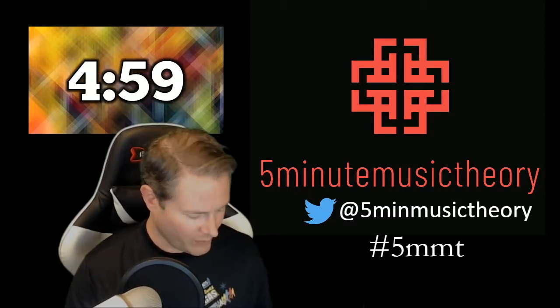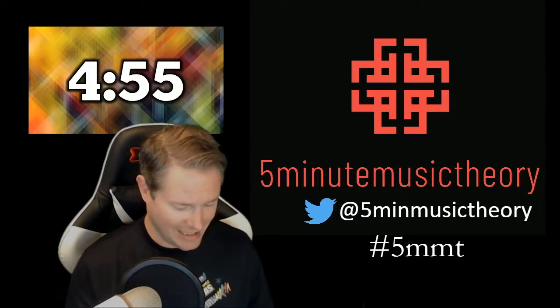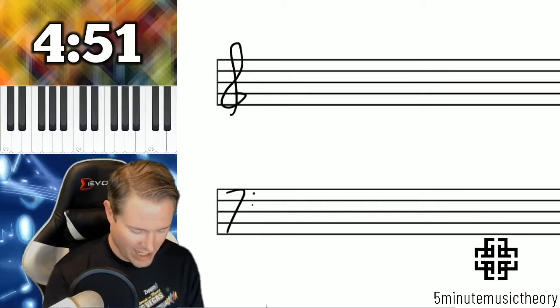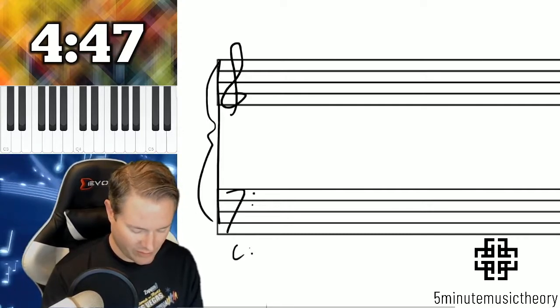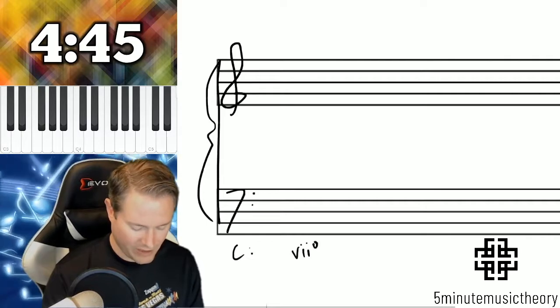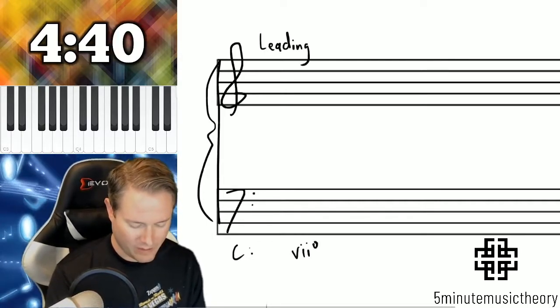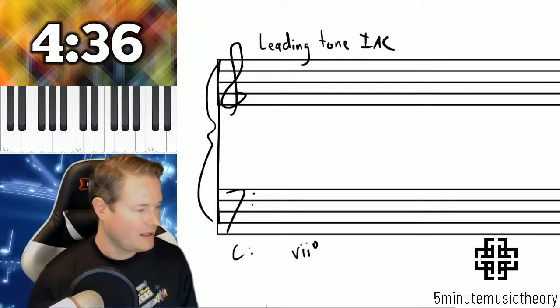We'll start the timer and we're going to cover the third of 3 types of imperfect authentic cadences. This one is otherwise known as the leading tone IAC. Since we've used C major for all the other examples, we may as well do the same thing. And as you might figure, the leading tone IAC has some sort of a leading tone involved. So the leading tone, I'll write it before I say it, IAC.